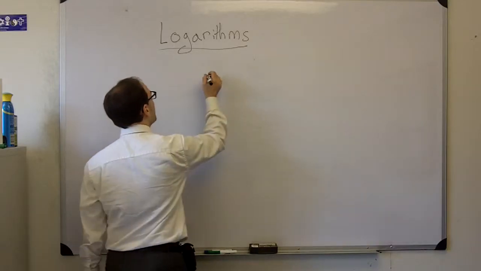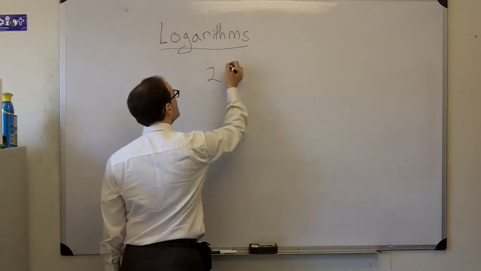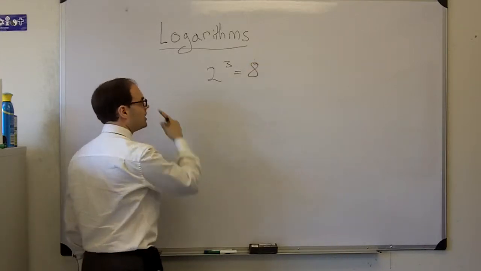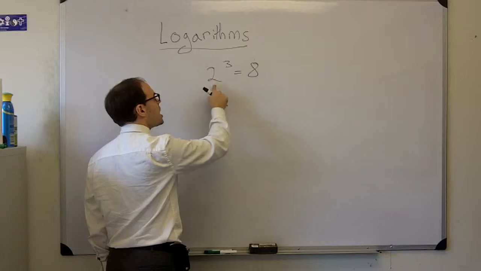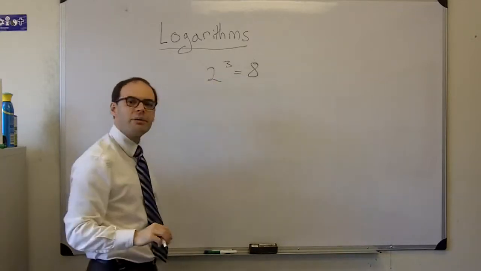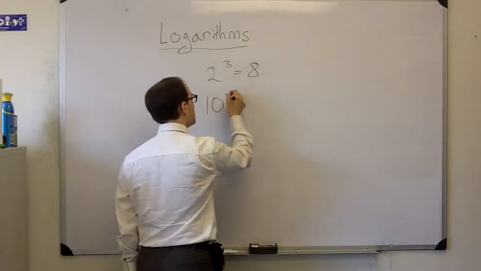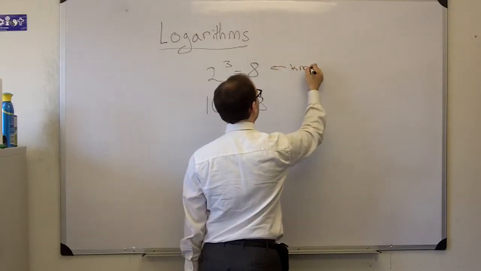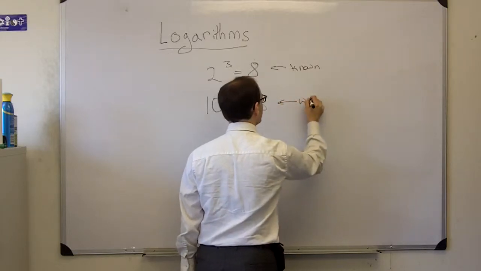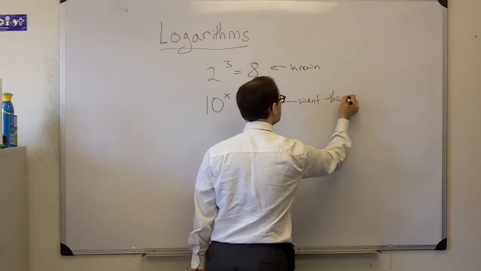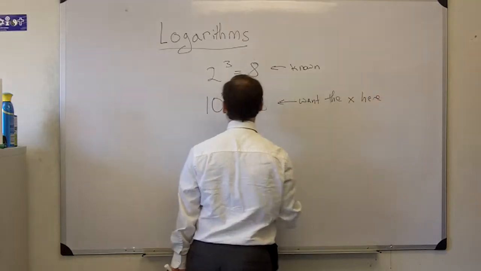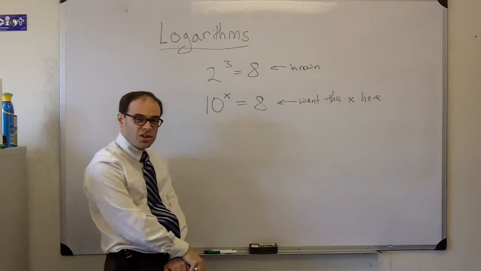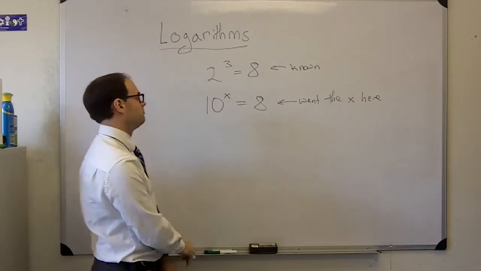So suppose, for instance, I have 2 to the 3, that's 8. I know what that is. Well, let's say I don't want 2 to the 3 being 8. I want some power of 10. I want 10 to the x equals 8. So we know this, and we want x. I want to know that x.